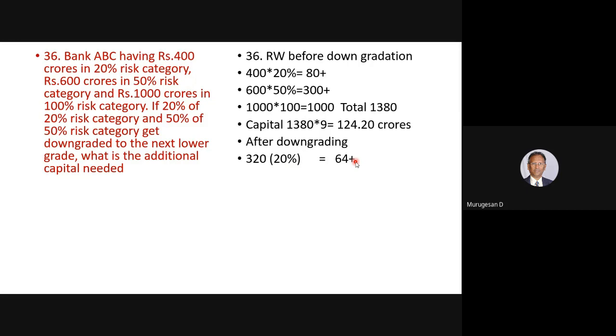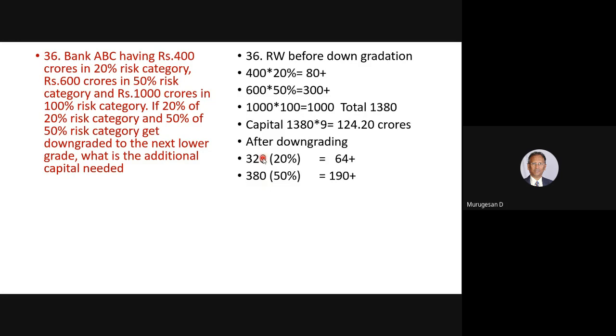Next is the 50% category. Earlier how much was there? 600 crore. The 80 crores have come from the 20% category that has moved down, so 600 plus 80 is 680. But 50% of the 600 in the 50% risk category moves down. You see how they are playing with twists. So 50% of 600 is how much? 300. So 680 minus 300 is 380. How much will be remaining in 50%? 380. Have I got 380? Understood? Have I got 320?